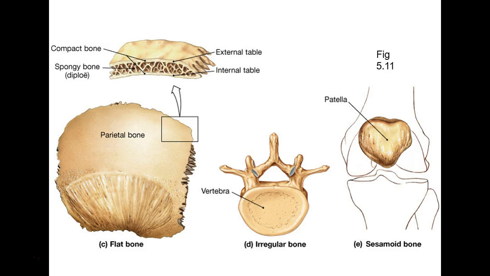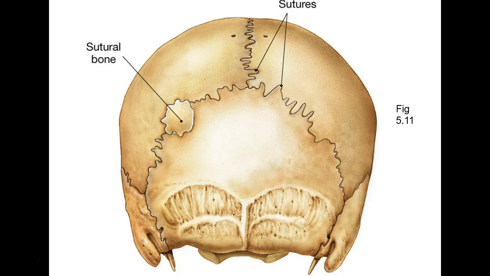Okay. So there's an irregular, a vertebra. There's other irregular bones. There's a patella. That would be an example of a sesamoid bone. So this developed in a tendon, basically. There's some other sesamoid bones, but that's the best example right there.